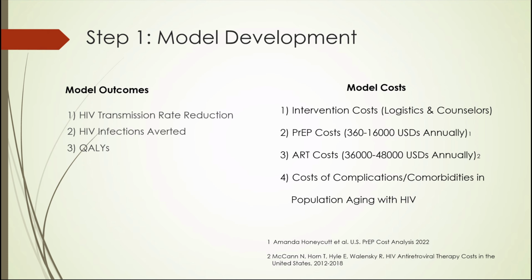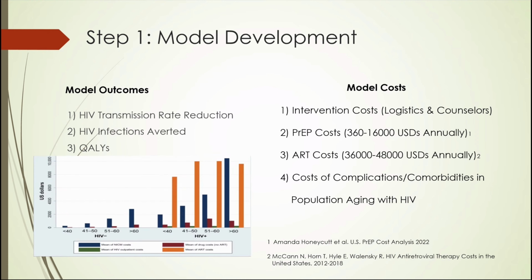It's about 36,000 to 48,000 USDs per year. And something that I would like to especially focus on is the cost of complications and comorbidities in people aging with HIV. And by that, I mean, there was this study in 2017 that was trying to capture what the costs of complications in people aging with HIV are. When people reach 60 years old, the cost of complications even exceeds the costs of ART, which is by itself extremely high, and that's something that should be captured in all HIV modeling practices.